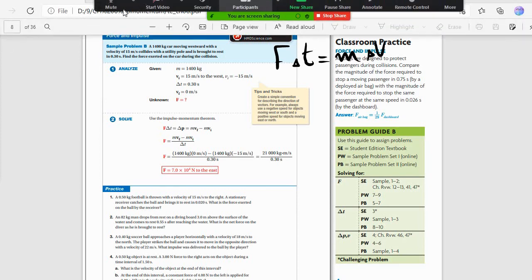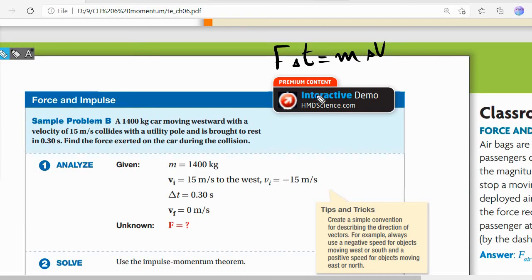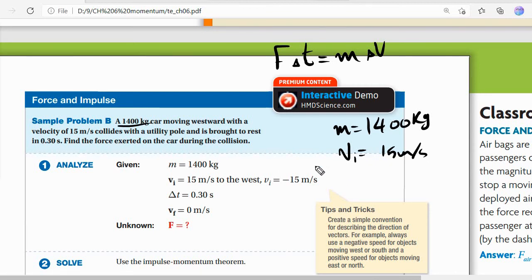Okay, guys, I'm sorry, just a minute. Now look over here. Let's take the givens. The mass equals 1,400 kilograms, and the velocity equals 15 meters per second. This is the initial velocity, because he will stop at the end, at rest. It means that Vf is 0. And he will stop in just 0.30 seconds, so delta t equals 0.30 seconds. Now he wants F.